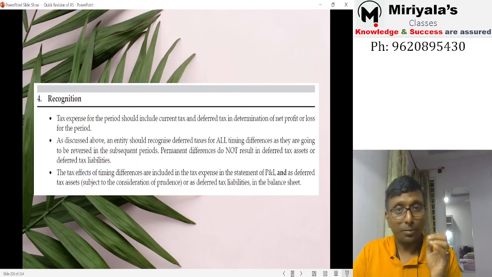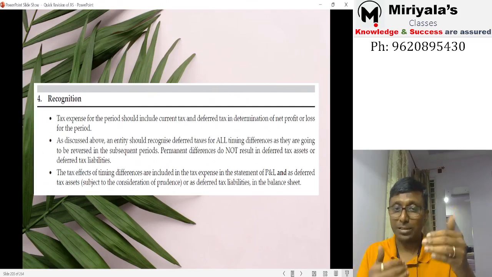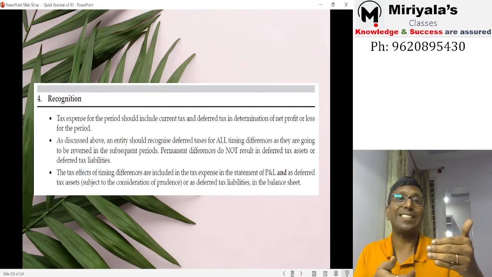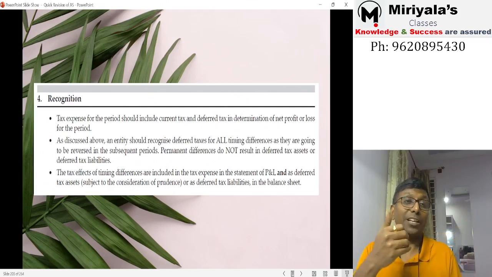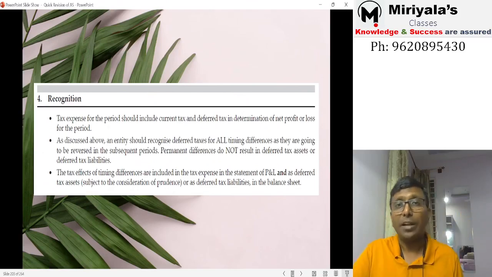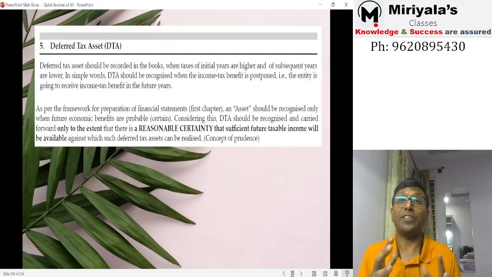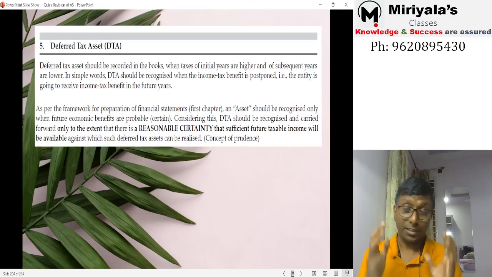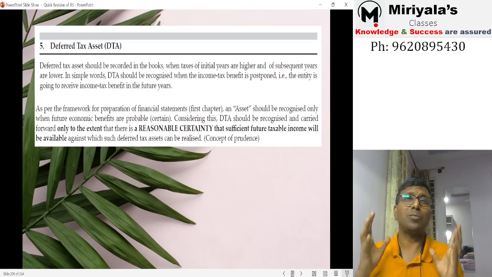Deferred tax asset means the asset is debited and deferred tax income is credited. If deferred tax liability is credited, then deferred tax expenditure will be debited. So do you recognize a deferred tax asset for all the timing differences? Yes, you recognize it, but there is a small condition.